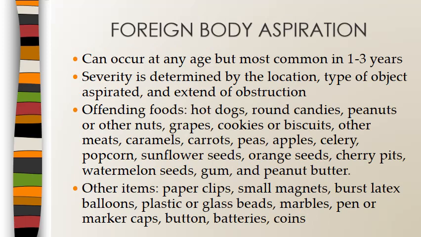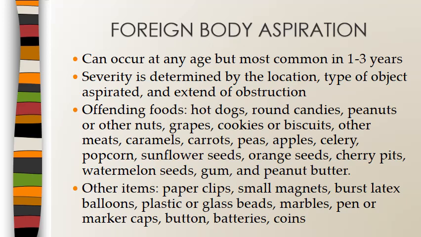Next, we're going to talk about foreign body aspiration. This can happen at any age, but is most common in children that are 1 to 3 years of age. So we have to be really careful with these children not to leave small objects or food around that they can potentially aspirate. The severity of disease is determined by the location, the type of object that the child has aspirated, and the extent that this object is obstructing their airways.